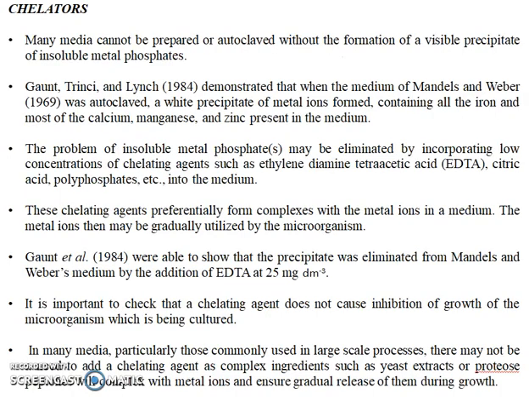First is chelators. You may have heard this word. Chelators are added to the media to prevent precipitate. Many media cannot be prepared or autoclaved without the formation of a visible precipitate of insoluble metal phosphate. There is a major problem during the autoclaving of industrial media, that is a precipitate. There is a formation of metal ion precipitate which disturbs the media.